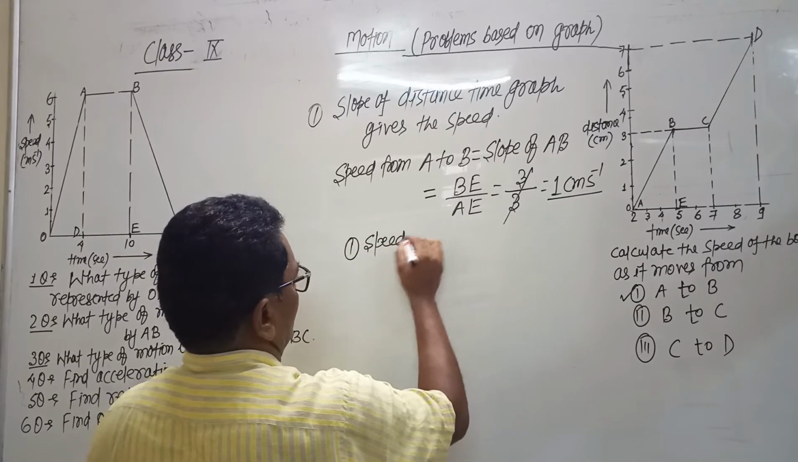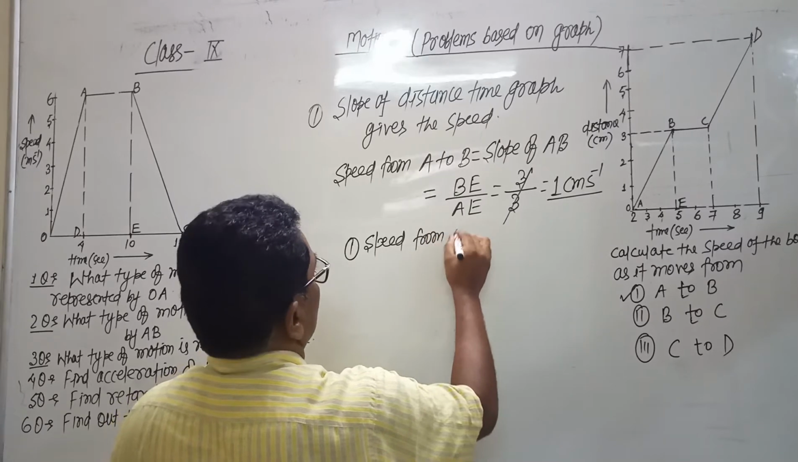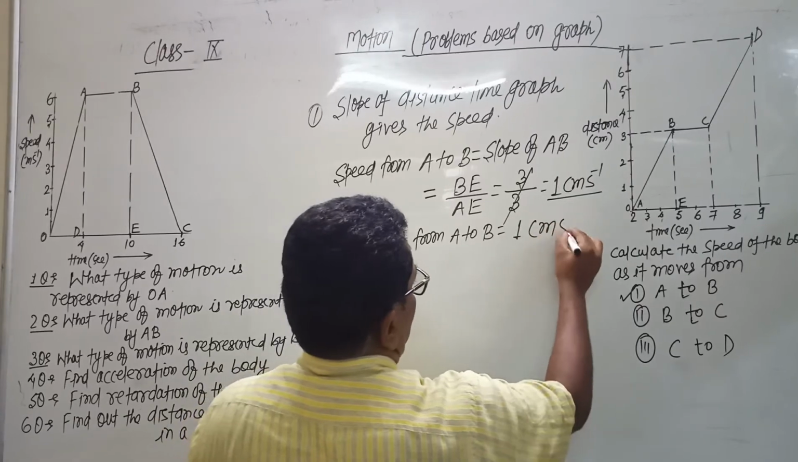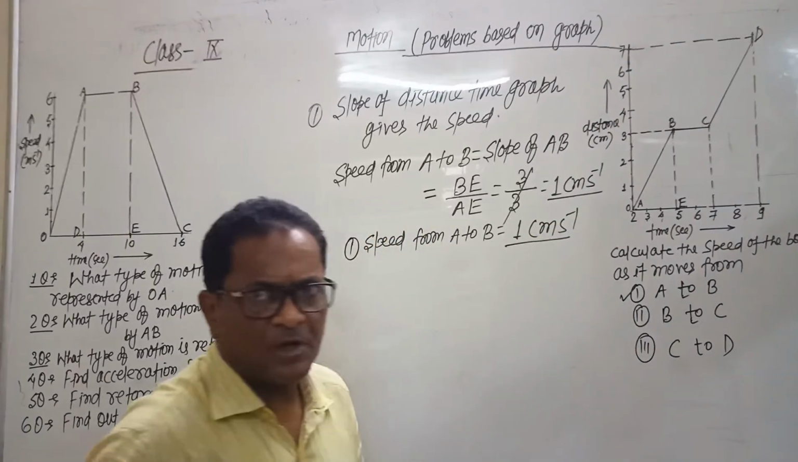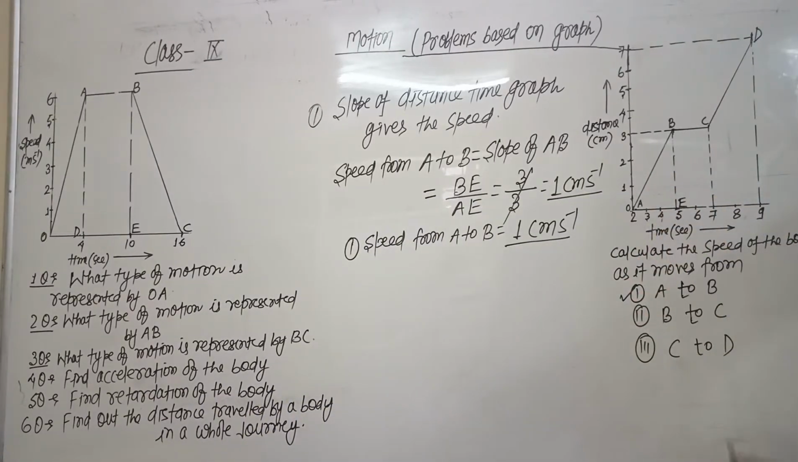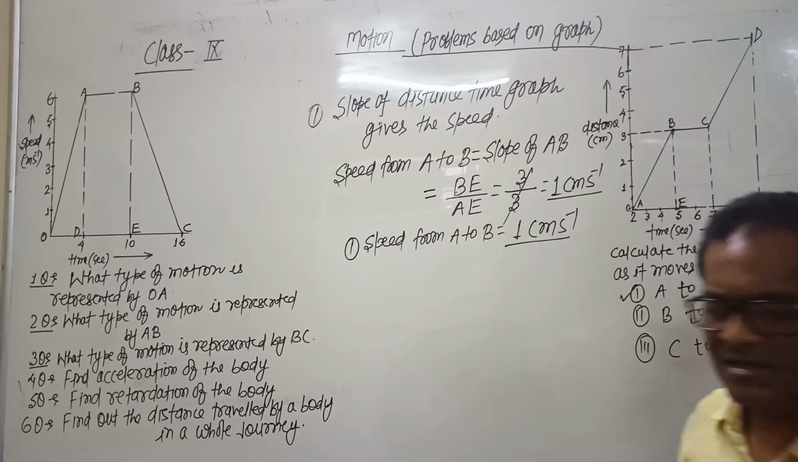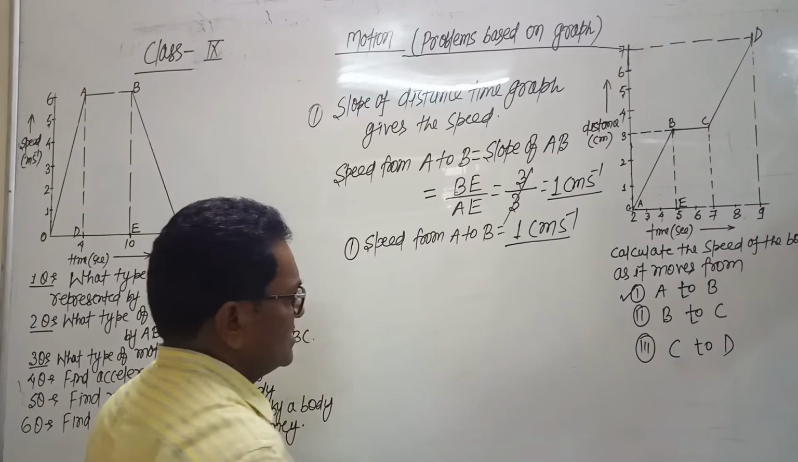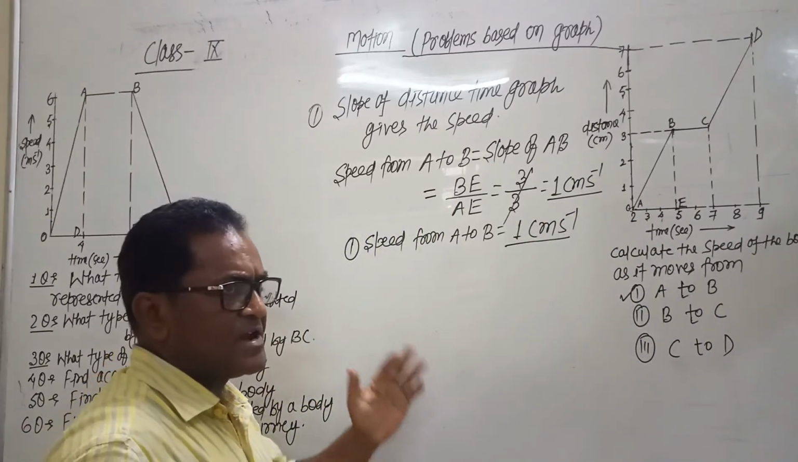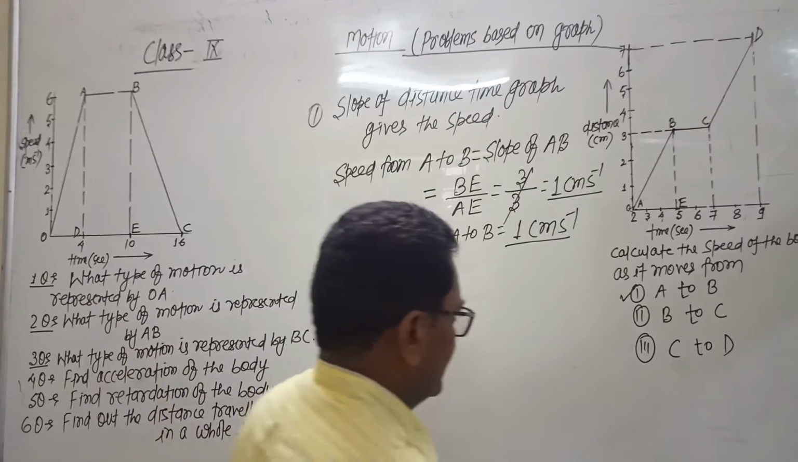Speed from A to B is equal to 1 centimeter per second, because speed is equal to the slope of the graph, and the slope of graph AB is given by perpendicular upon base, BE upon AE. The value of BE is 3, the value of AE is also 3, so it gets cancelled, and the speed from A to B is 1 centimeter per second.